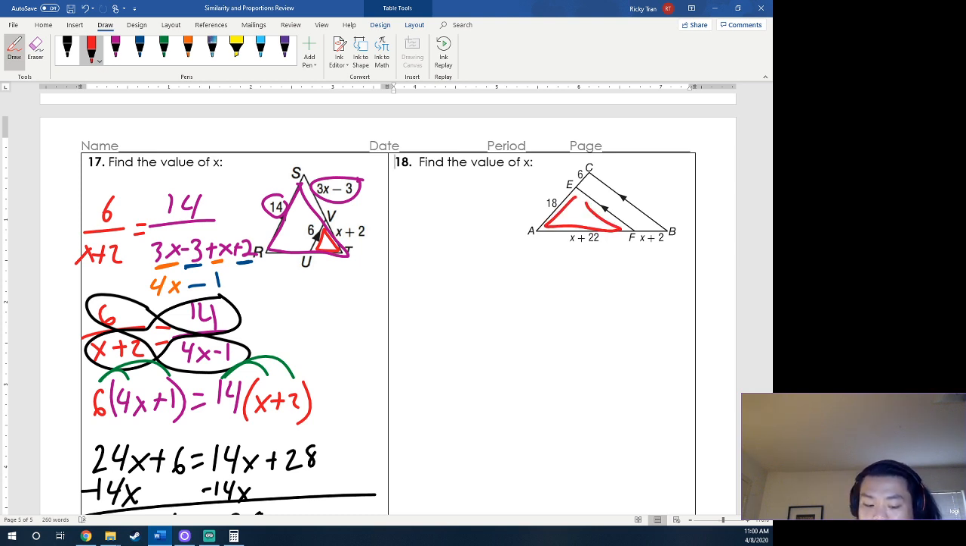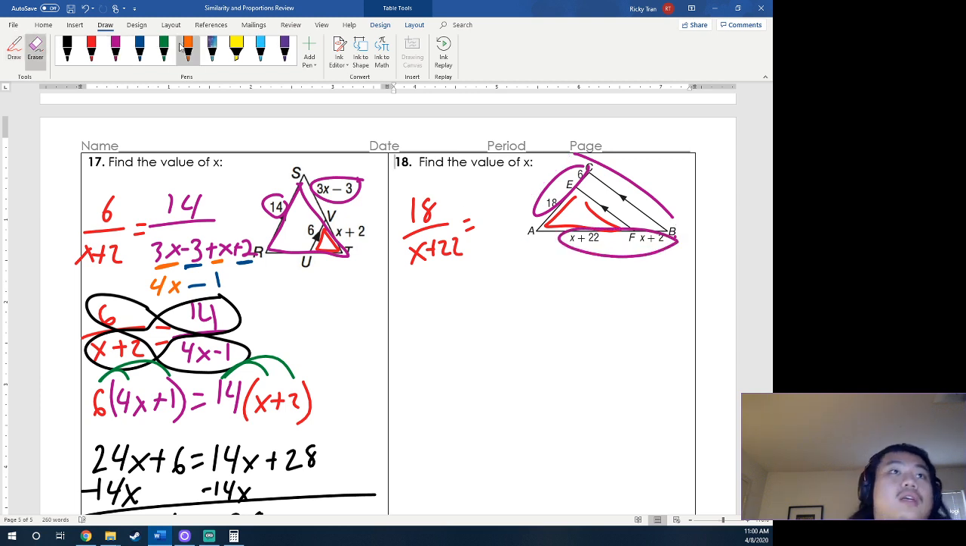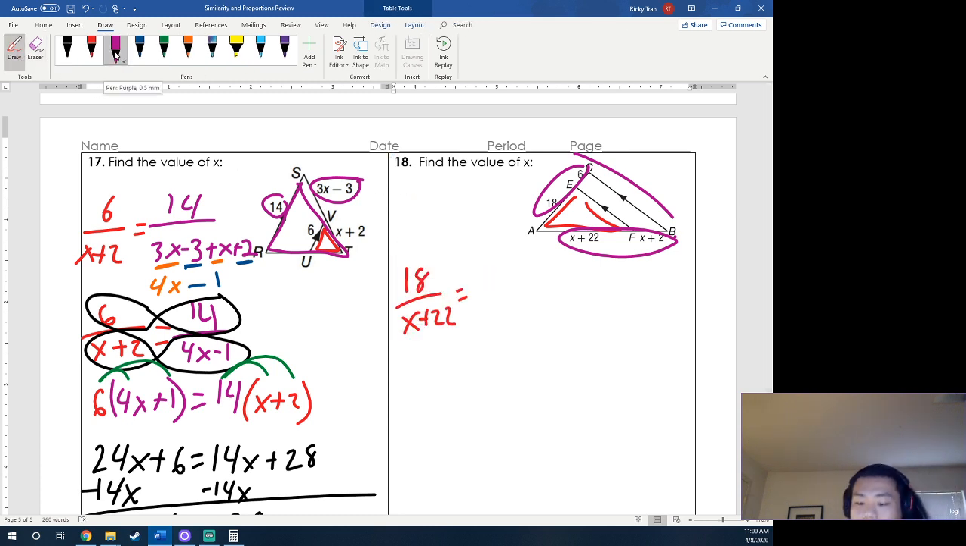Okay, we have 18 over x plus 22 is equal to the big triangle, which we have here. Oh, I shouldn't cover that. Big triangle. So we have to have the sum of this side and the sum of this side. I'm going to move this so I can... There we go. So we have 18 plus 6, or 24, and then we have x plus 22.